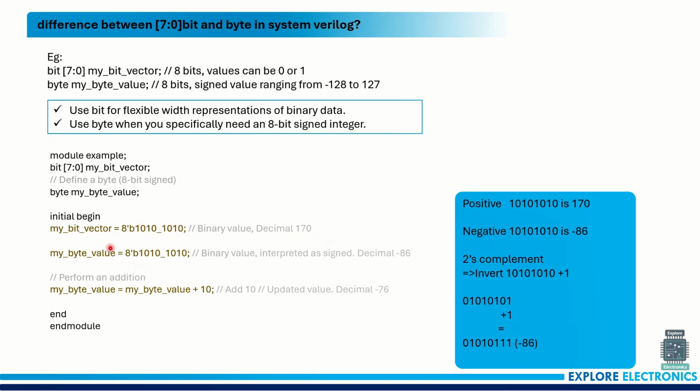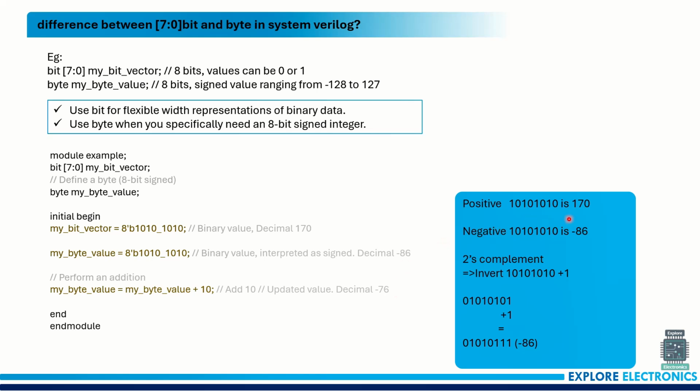And if you allocate the same value to a byte variable, you can see here my byte value is a byte, and this will be read as -86. Why? Because this MSB will be taken as a sign bit, and if you represent it as a byte, it is -86. And if you add 10 to this value, it becomes -86 plus 10, so it is -76.